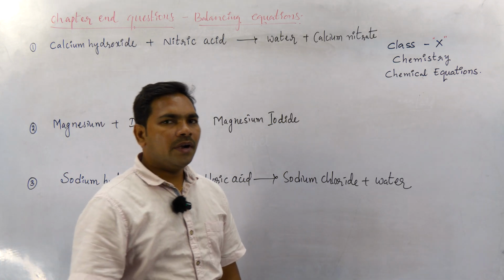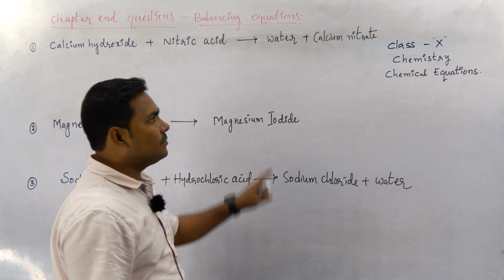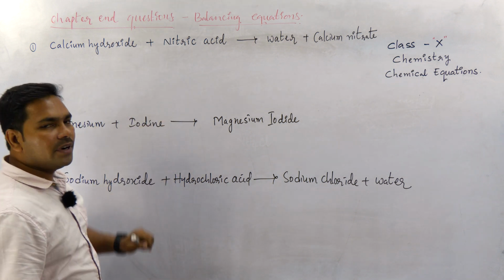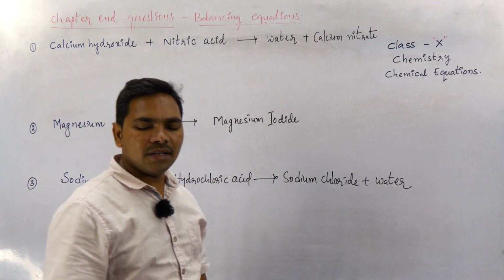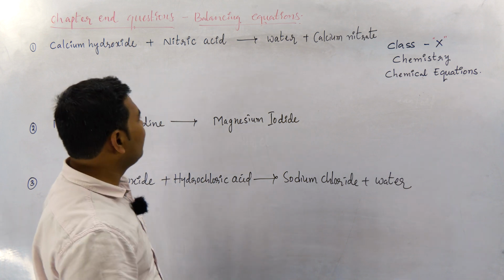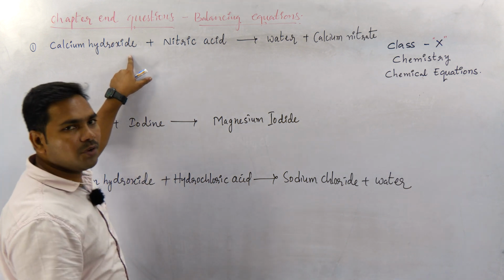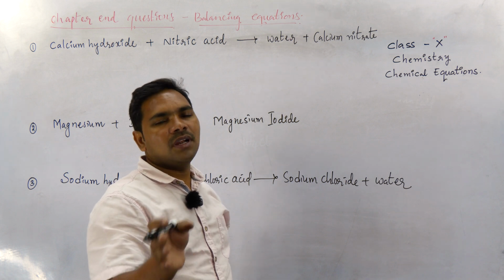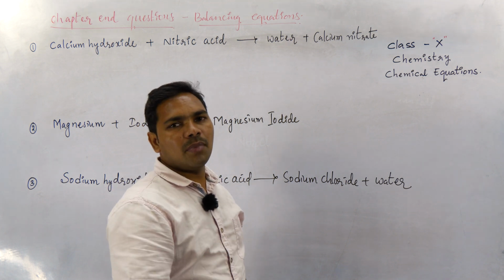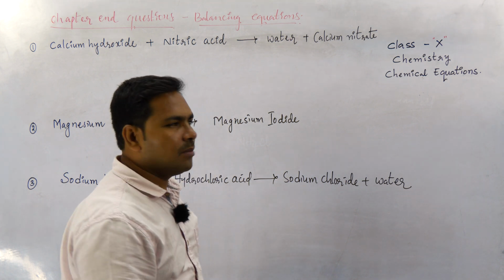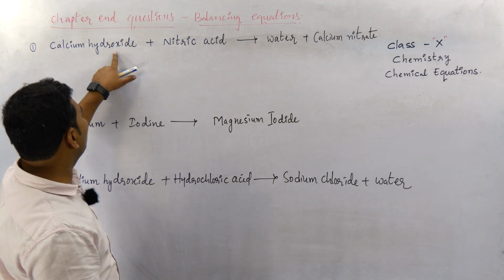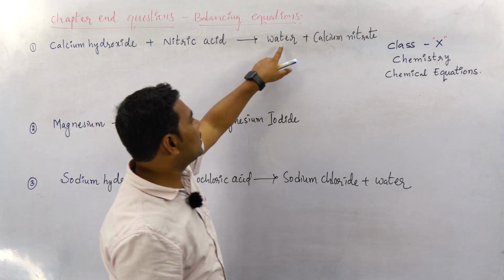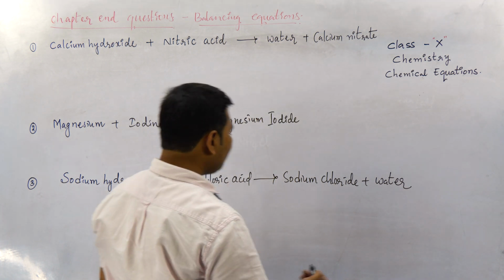Okay. Now let us write some word equations. Here we are given some word equations to write a balanced chemical equation, right? First, what is the process? We have to convert this word equation into a skeleton equation, and that skeleton equation is then balanced into a balanced chemical equation. Let us write the first one. Calcium hydroxide plus nitric acid gives rise to water plus calcium nitrate.